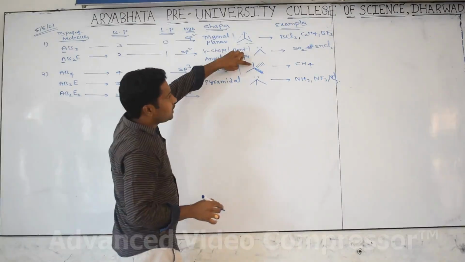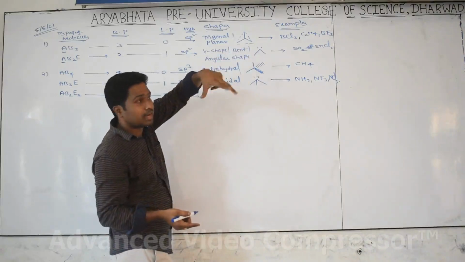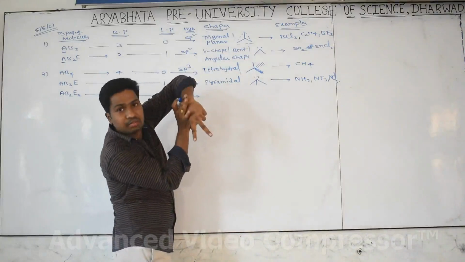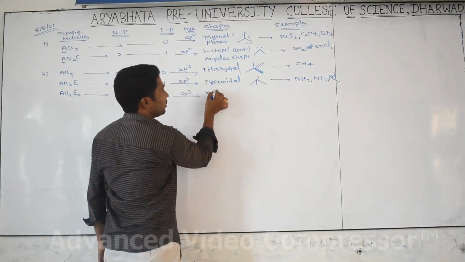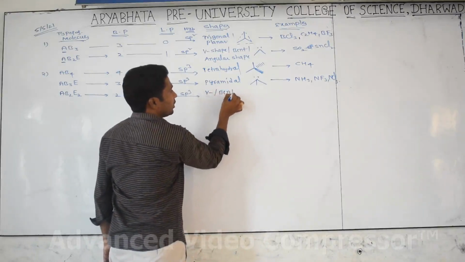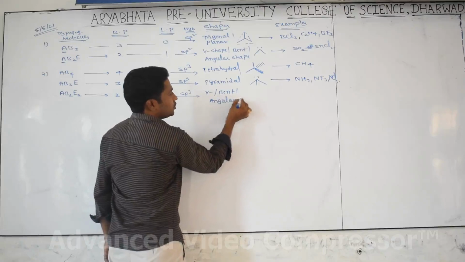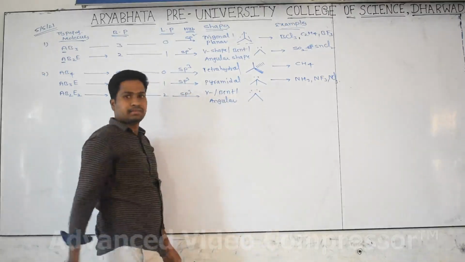In the tetrahedral geometry, cut one more bond, meaning 2 bonds have to be cut. Cut the 2 bonds. This bond you cut. Then which shape is coming? Bent or angular shape you are getting. V shape or bent shape, or angular shape. This can be shown with 2 lone pairs.